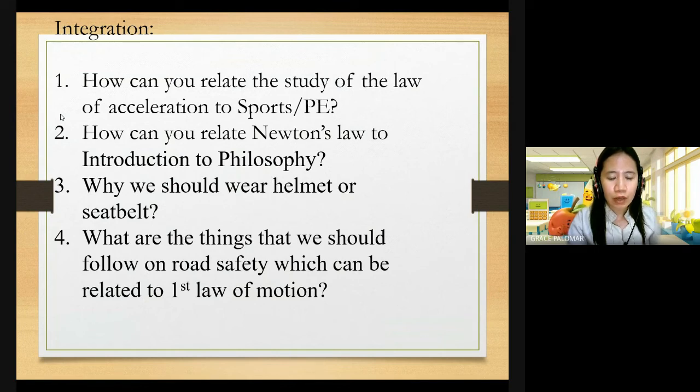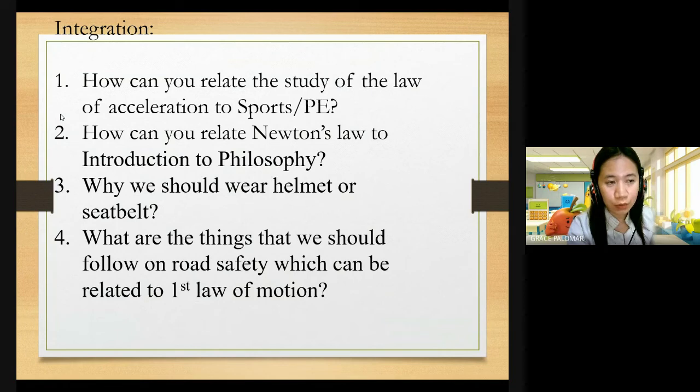Another, how can you relate Newton's law to Introduction to Philosophy, which is another core subject? Okay, what do you think? I'll give you 5 seconds to answer. Okay, if you remember, in our subject Introduction to Philosophy, we mentioned a scientist and philosopher who is also known as the father of philosophy.